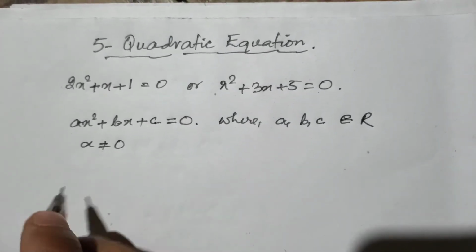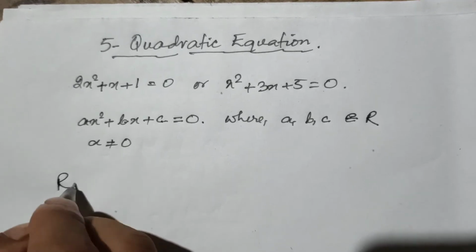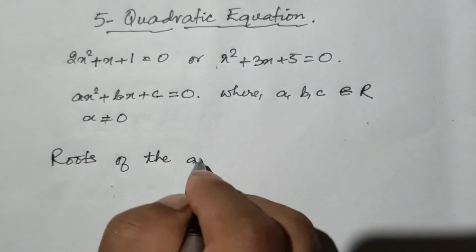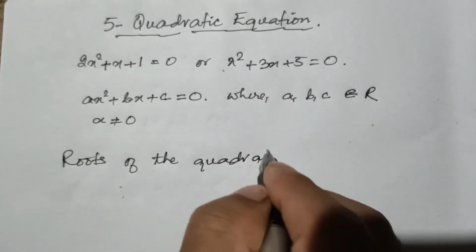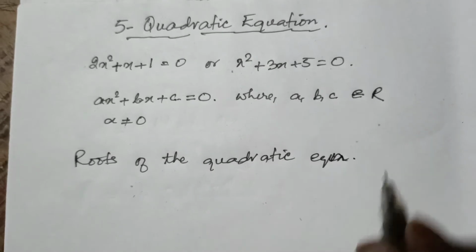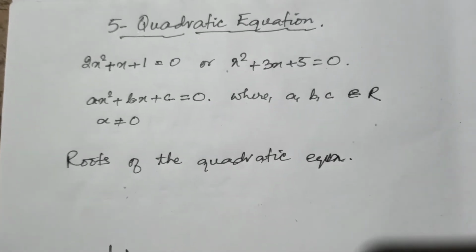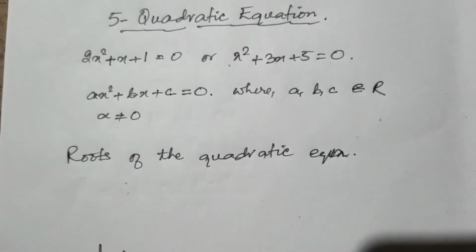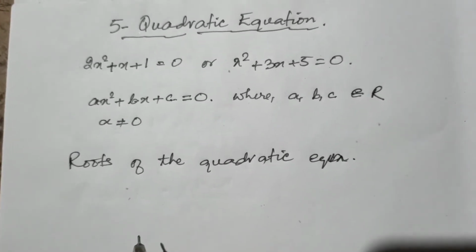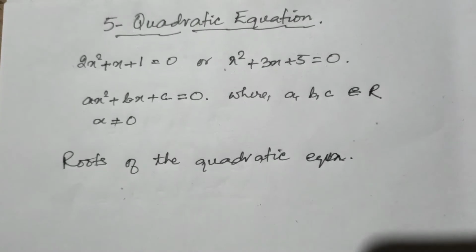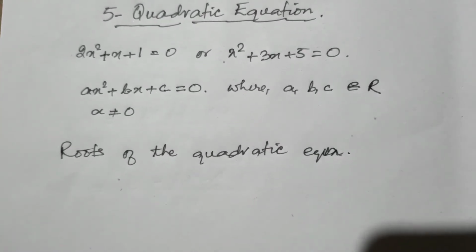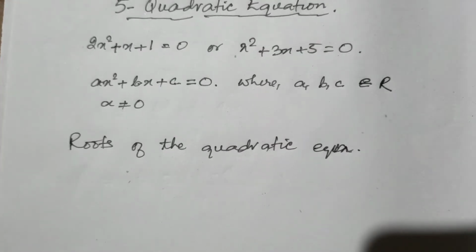Now, roots of the quadratic equation. When we say roots of the quadratic equation, it simply means the zero of the polynomial. And when we solve a quadratic equation, it is meant to find the roots of the quadratic equation ax squared plus bx plus c equals 0. The zeros of the polynomial are called the roots of the quadratic equation.